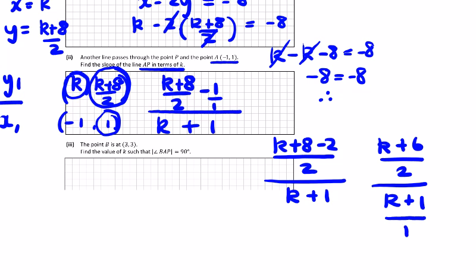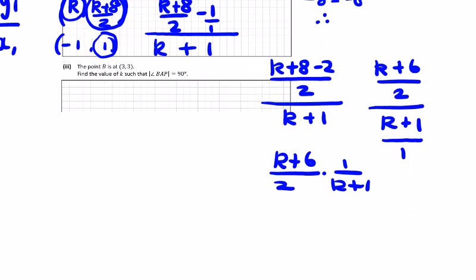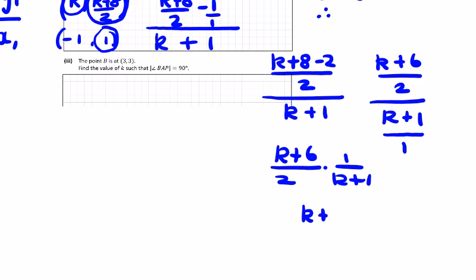which is like an algebraic fraction. So turn it upside down and multiply, we're going to get k plus 6 over 2 times 1 over k plus 1, which will tidy up to be k plus 6 over 2k plus 2. The point B is at 3, 3. Find the value of k such that the angle BAP is equal to 90 degrees.